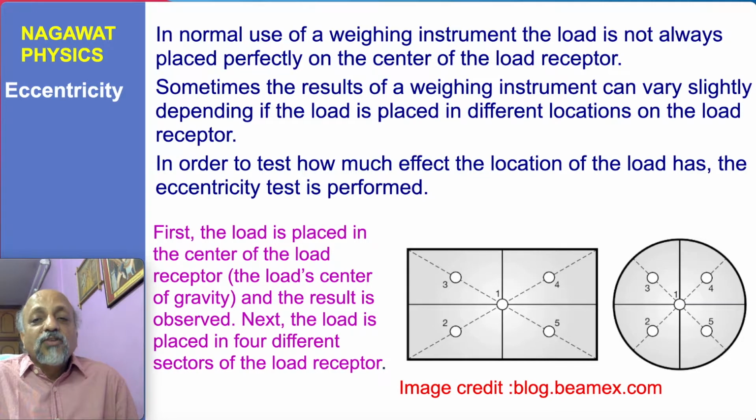In order to test how much effect the location of the load has, the eccentricity test is performed, and you place the load at different points and find the calibration for each point. But it is always better to follow a discipline and place the load at one point only, say number 1, and ensure that the calibration record which you have created is for that particular point. But the eccentricity test is also desirable for minimizing the systematic error.